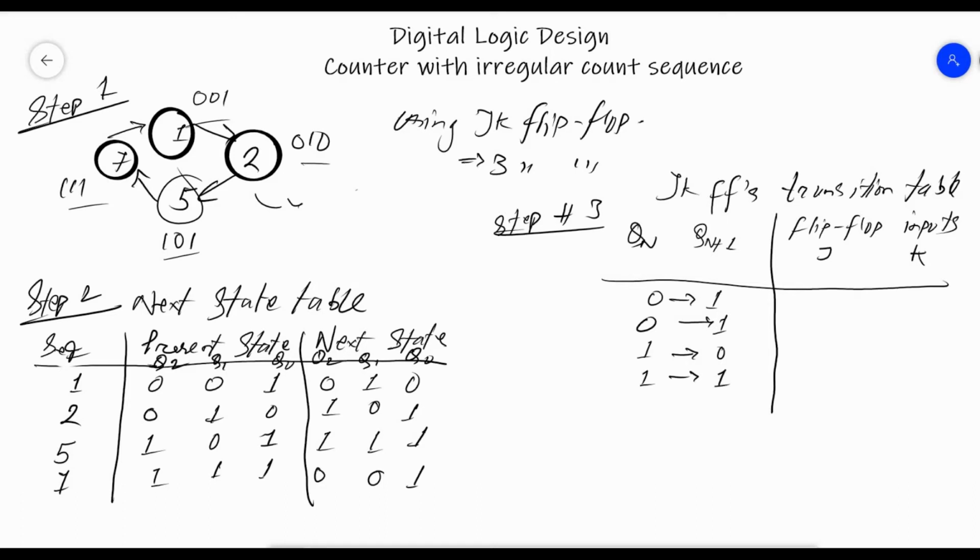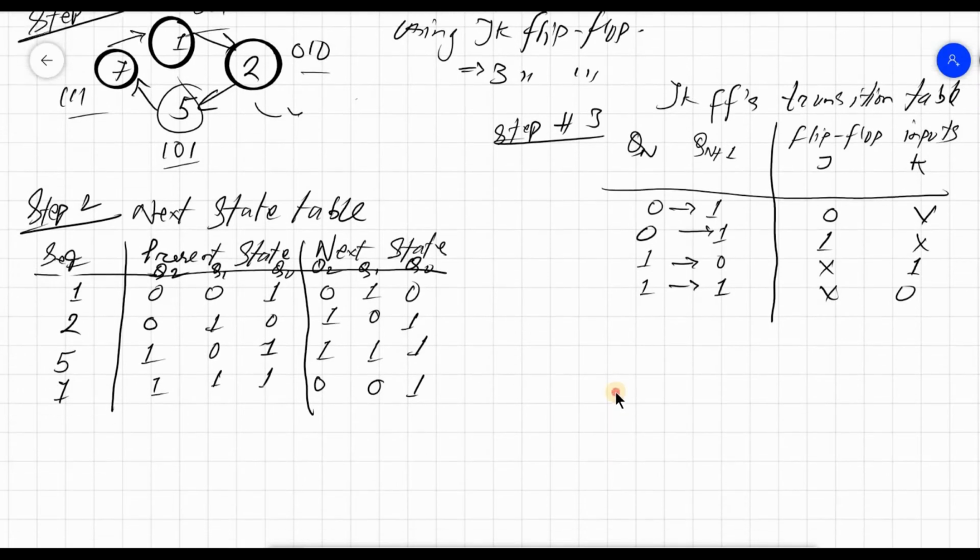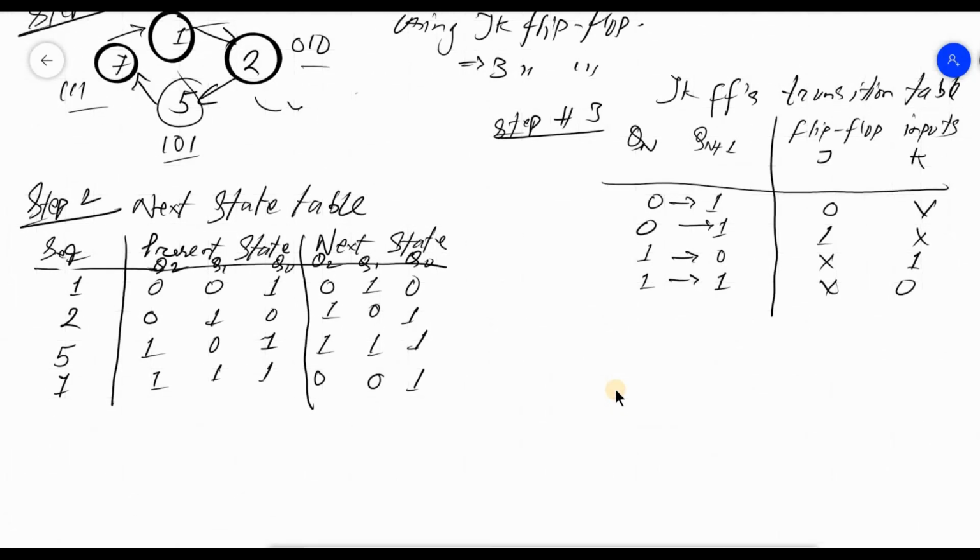So for the change from 0 to 1, we have 1 and x, and for 0 to 0 it can also be 0 and x. This x is basically don't care, I am representing it by x. And if the change is from 1 to 0, the flip-flop inputs are don't care and 1, and for 1 to 1 it will be don't care and 0. Now using this table we will determine our inputs for the counter development.